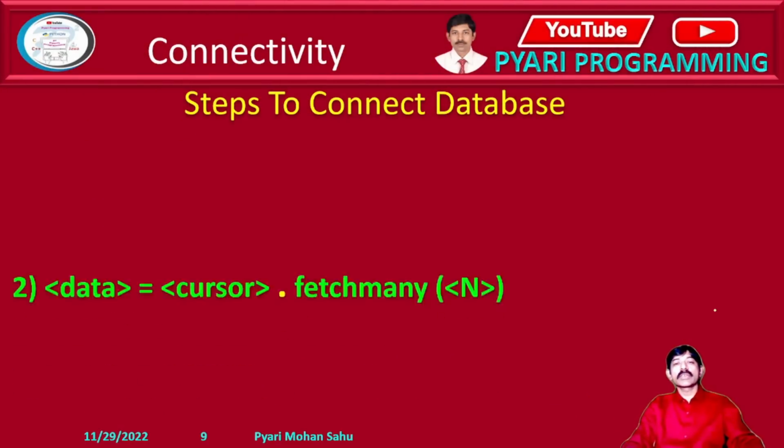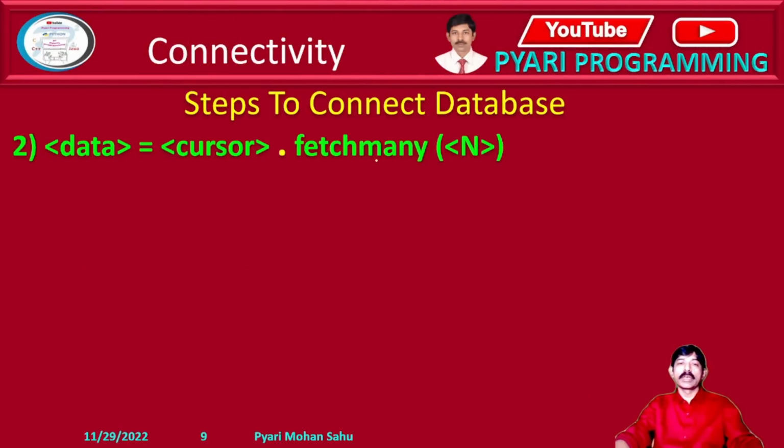So what is the next function? Next function is your fetch many. Fetch means retrieve, many means more than one record. But how many records? I will give it in the form of a parameter. So that means it takes integer as a parameter. If I say 5, it will retrieve 5 records. If I say 2, it will retrieve 2 records.